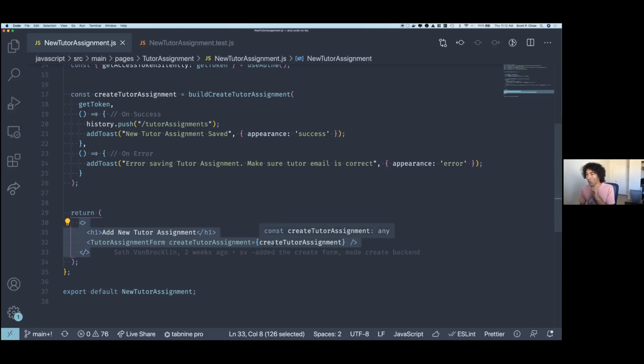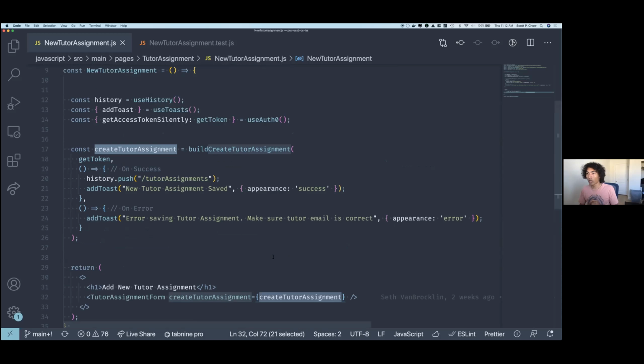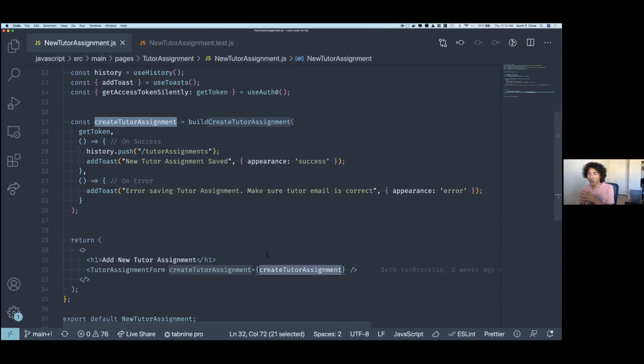What I want to really zero in on is this create tutor assignment variable that's being passed to the form. More specifically, I want to look at its creation, because this create tutor assignment is passing the behavior, how you should create this tutor assignment, to the form. And that behavior is being handled up here. So create tutor assignment is built by build create tutor assignment.